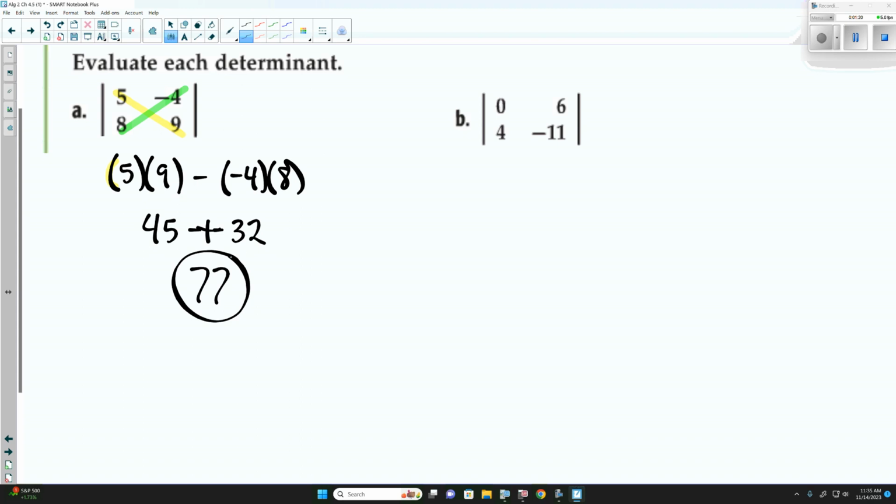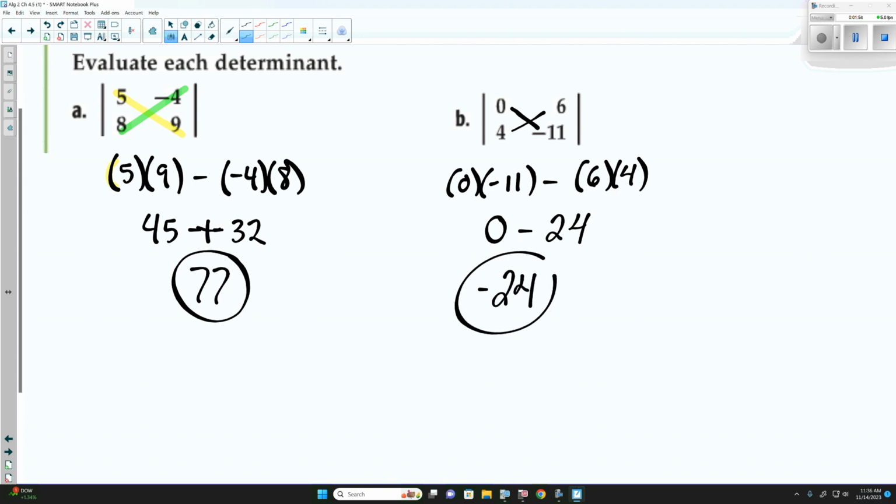Well, that's it for the first problem. Well, we minus, but because the second one came out negative, minus and negative made it plus. So let's see. Because we do 0 times negative 11, which will indeed be 0, minus 6 times 4. So we'd have 0 minus 24, which is negative 24. That's it.